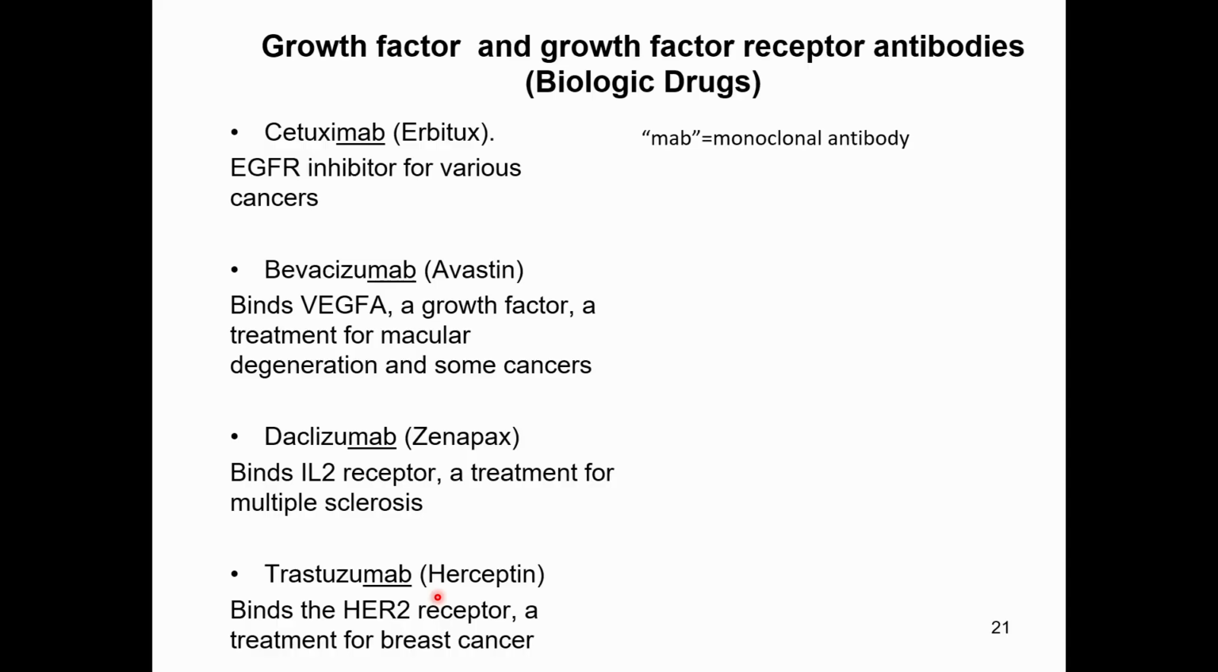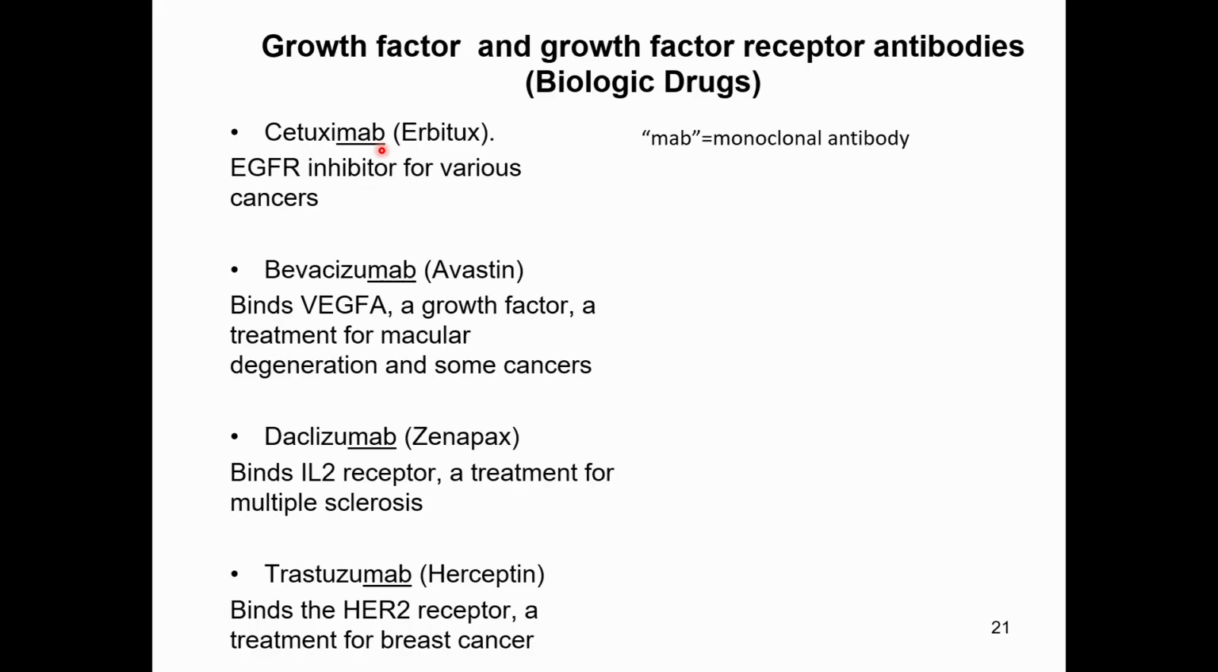So here are some drugs that bind to different growth factor receptors. In this case, I'm showing you a lot of drugs that are actually antibodies. For instance, cetuximab, with the brand name Erbitux, is an EGFR inhibitor, okay? And these are inhibitors of growth factor receptors, and they're all antibodies. You'll notice that the name ends in MAB. MAB stands for monoclonal antibody.